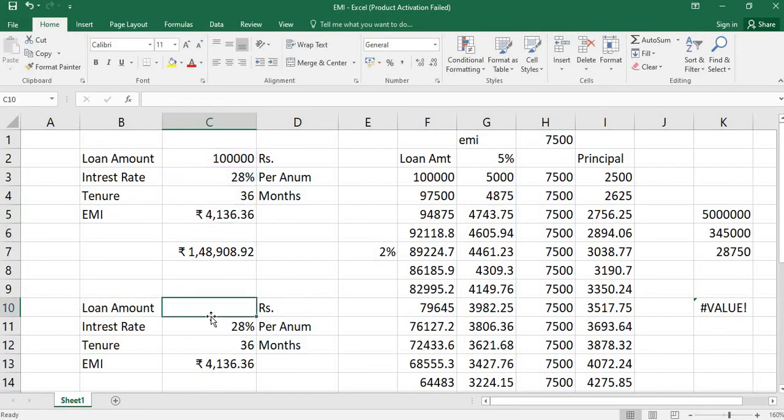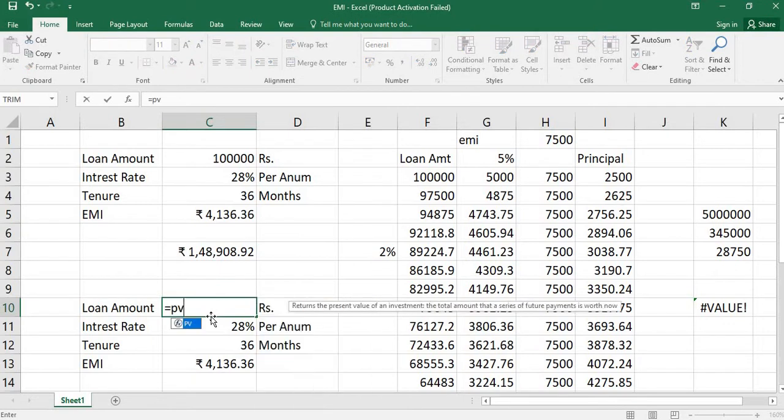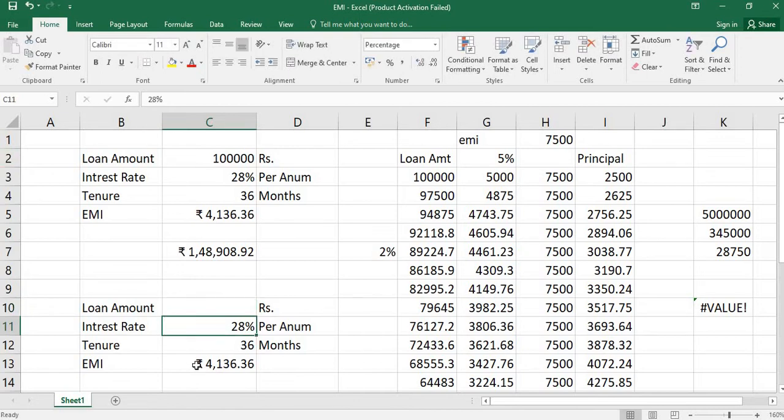And we have one more formula. Today we're going to teach you PV, nothing but the present value formula. The present value formula is used to calculate the loan amount. For example, if a person is able to pay an EMI of rupees 4,136 every month, then he will be paying the same amount for 36 months, 3 years, at the rate of 28% per annum.